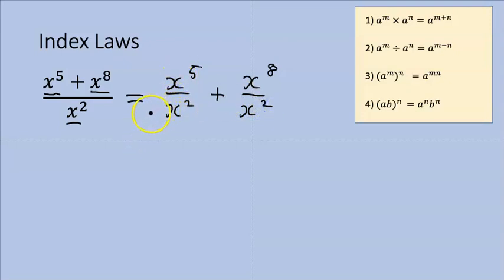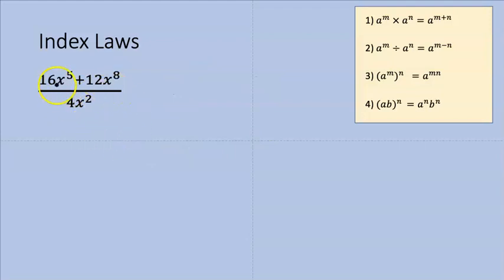Now, earlier on in part 1, we showed what happens with a fraction. And when you have a fraction with the same bases and powers, you take away the powers. We're going to use law 2. So we're going to do 5 take away 2, which is going to give me 3. So the first one is x to the power of 3. The second one is 8 take away 2, which gives me 6. So it's x to the power of 6.